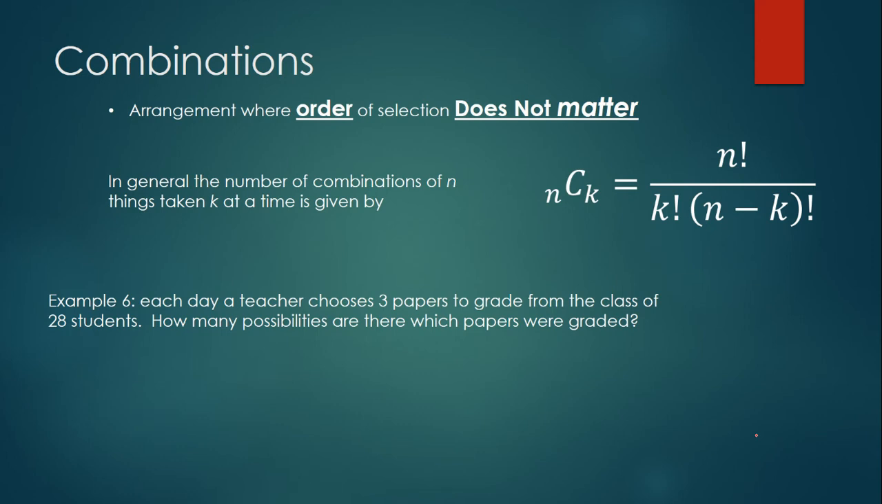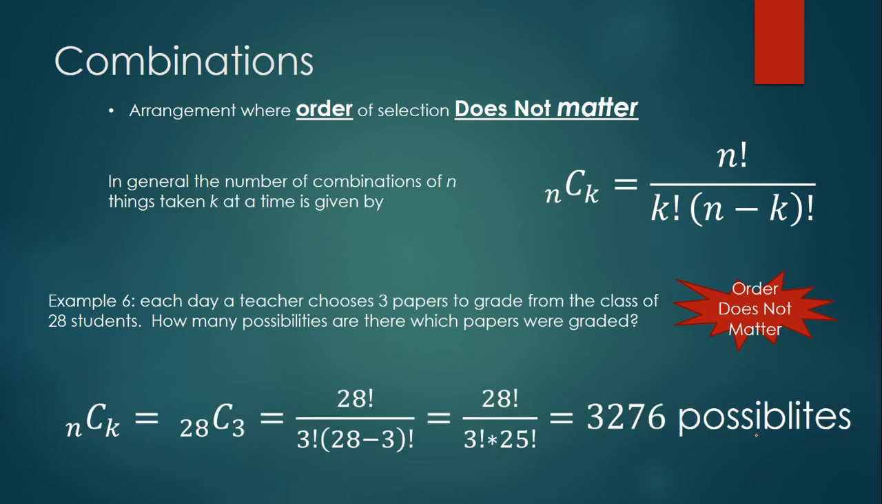So if I'm chosen, my paper gets graded. It doesn't matter whether I'm chosen first, second, or third, so order doesn't matter. I still get my paper graded if my paper is chosen. So this is going to be 28C3. The 28 goes on the left right here, and the 3 goes on the right. Plug it into the formula, and that's going to give me 3,276 possibilities.